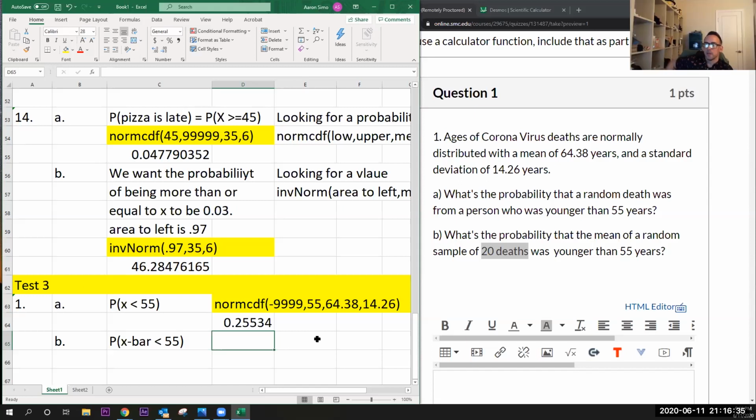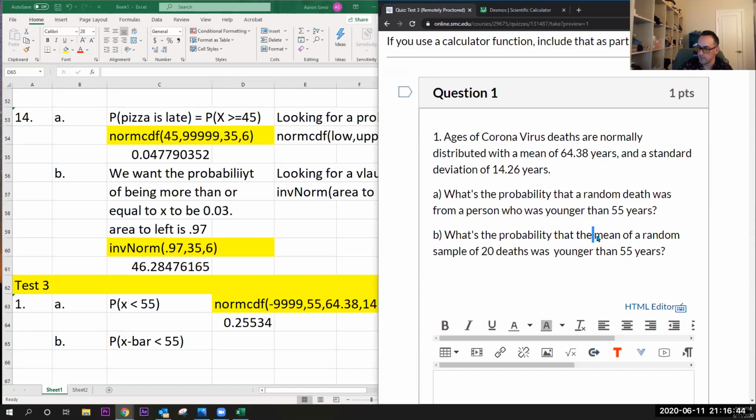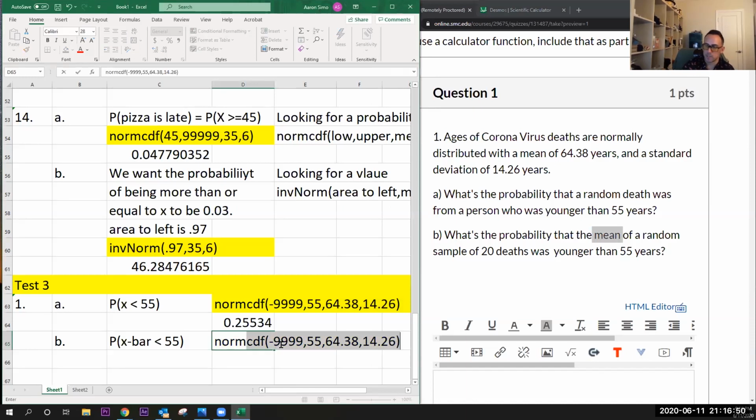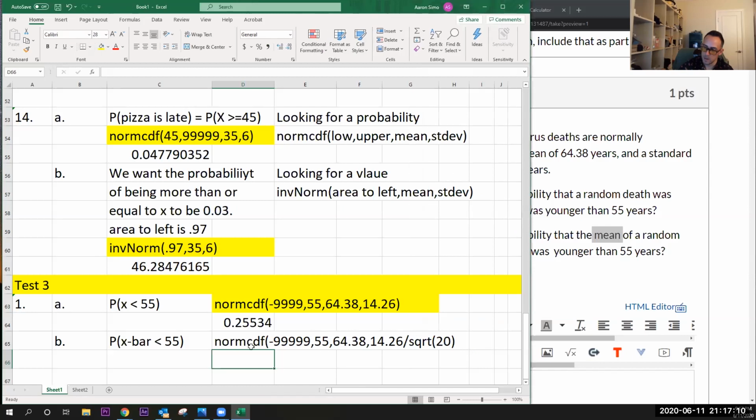On part B, since it's an average, we're trying to find the probability that the average, right? The mean. Find the probability that the mean of 20 deaths, so it's X bar. So when we do it, we do the same exact thing, believe it or not, but with one slight difference: we have to divide by the square root of 20. That's the only difference on B. You divide by the square root of n, square root of 20.